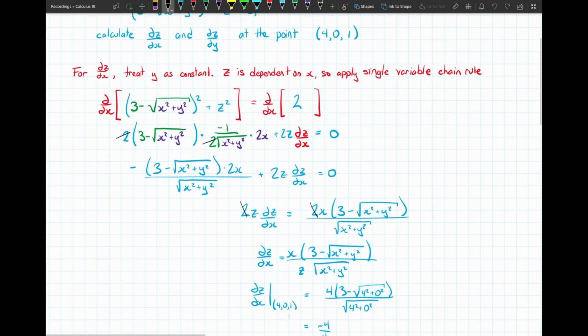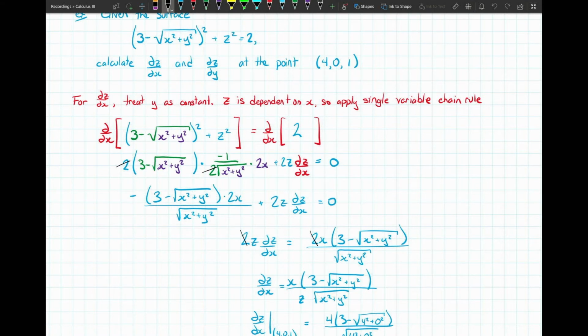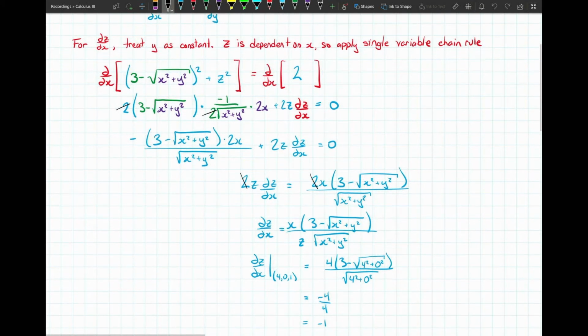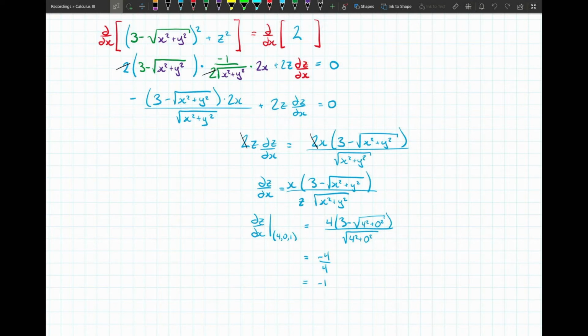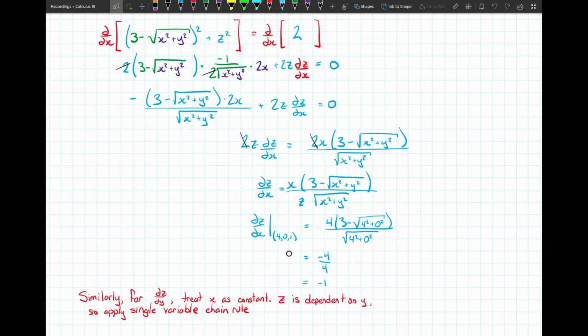Now, the question here also asks us to calculate the partial derivative of z with respect to y at that same point. And we're very lucky here because you can see just how symmetrical this equation looks. Whether we're taking the partial derivative with respect to x or with respect to y, we should probably get a very similar answer. But just remember that when we are looking for the partial derivative of z with respect to y, we are going to treat x as constant, and we're going to be treating z as dependent on y. And anytime that we see z, we're going to have to apply the sort of chain rule that we're used to from single variable calculus.